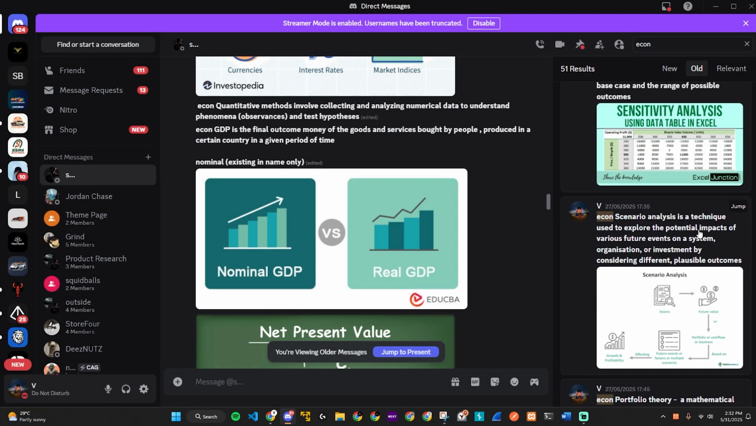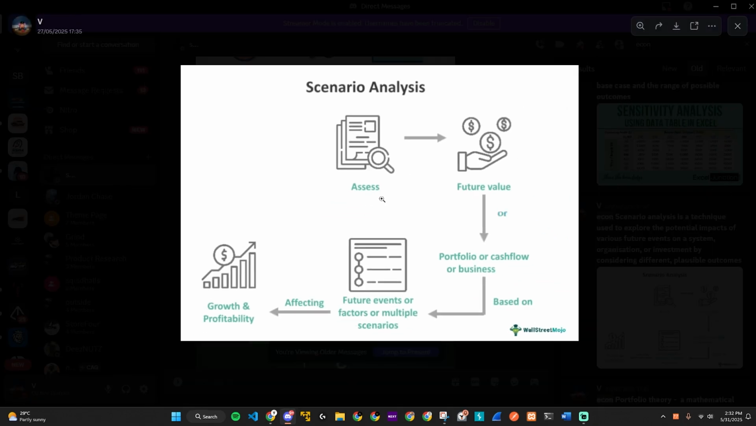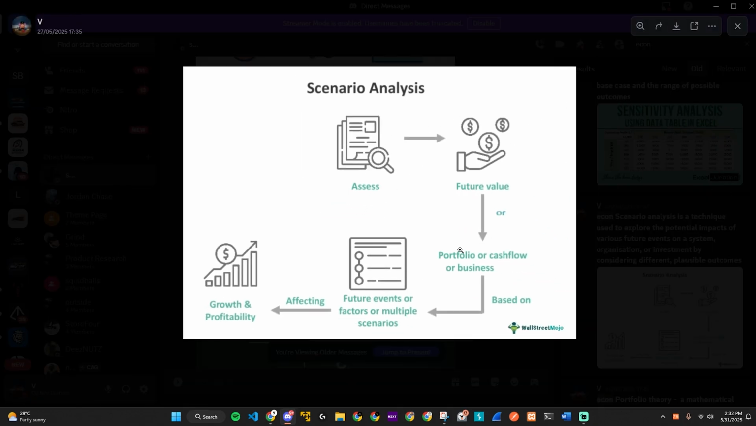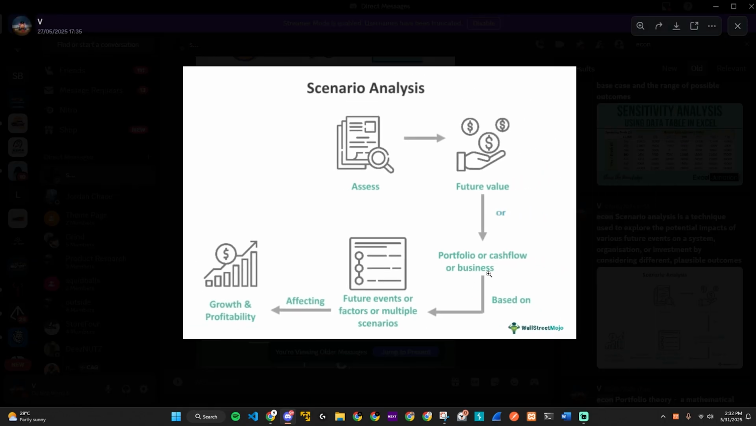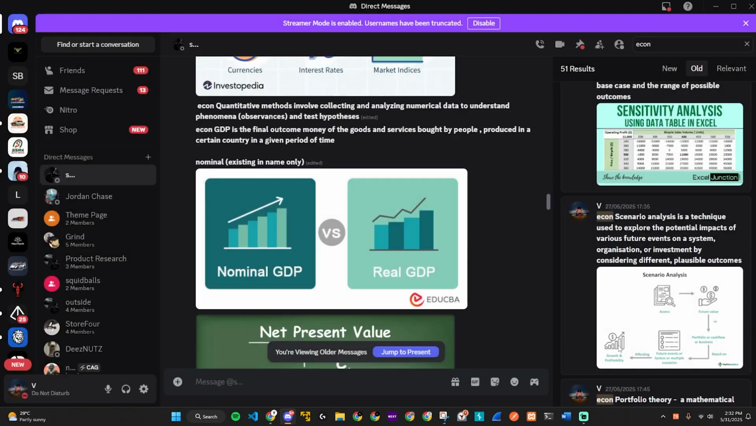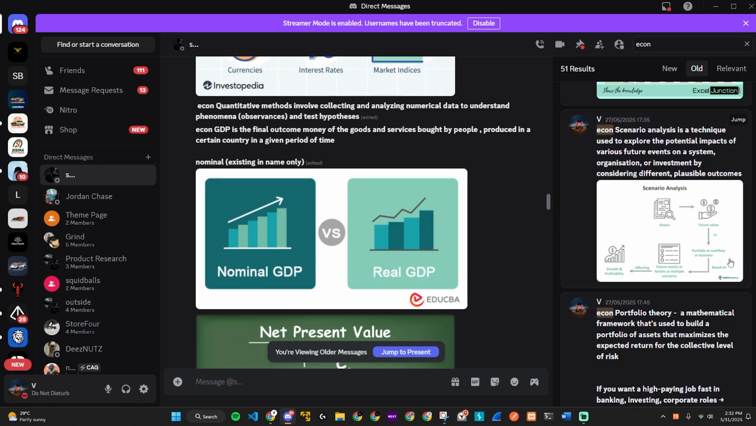Right, okay. Scenario analysis is a technique used to explore the potential impacts of various future events on a system, organization, or investment by considering different plausible outcomes. So assess the scenario: what's the future value of a portfolio, cash flow, or business based on future events or multiple scenarios affecting growth and profitability, right?